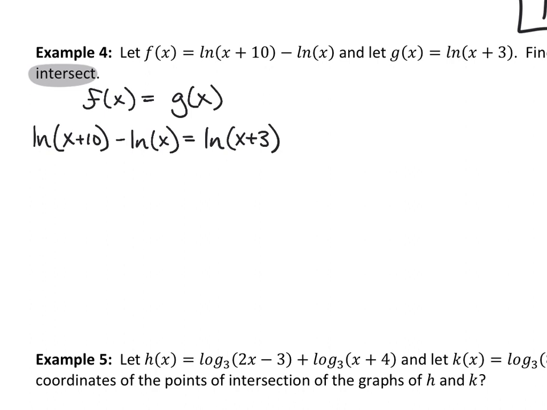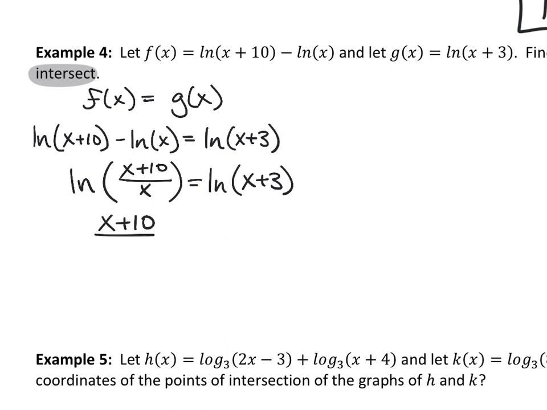Well, this problem now looks just like it did at the top. What do I do to start solving this? Condense. I condense by making this a division problem: natural log of x plus 10 divided by x equal to natural log of x plus 3. Now that the natural logs match, there is one on each side and they have the same base, I can take the arguments and set them equal to each other, which means x plus 10 divided by x equals x plus 3. All of those steps we've done before, yes?